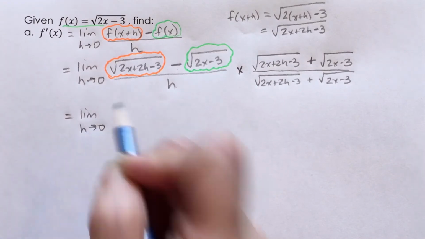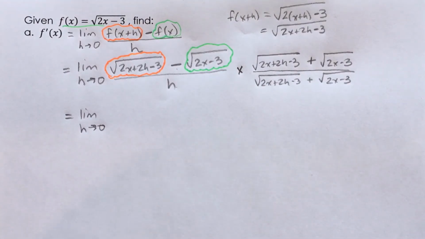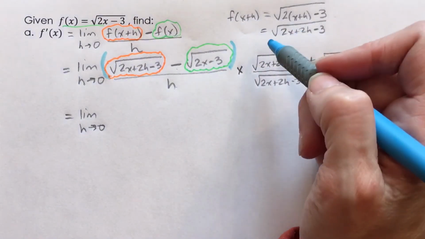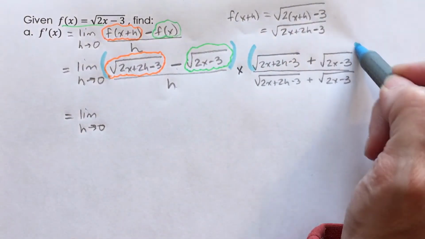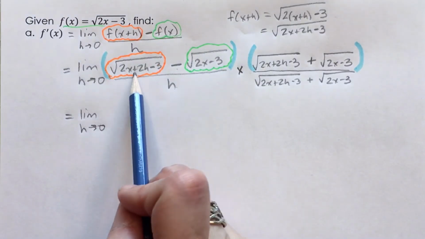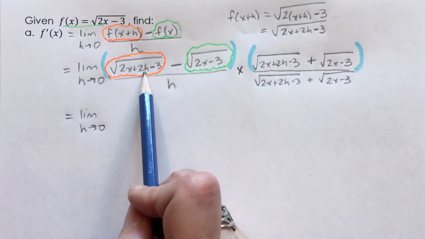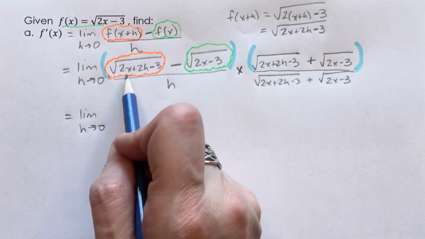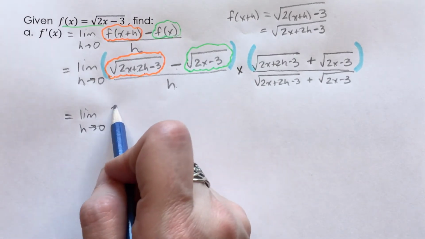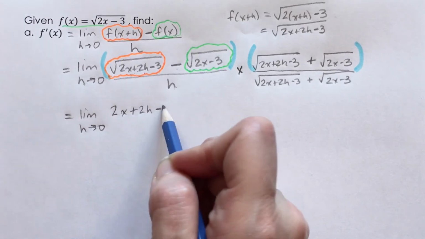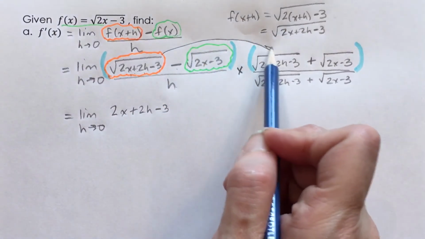And then we're going to do this FOIL. So we're going to multiply this whole numerator by this whole numerator using FOIL. So first times first. These are exactly the same. So it's going to be the square root of this squared. So it's going to free 2x plus 2h minus 3 from the square root, because squaring undoes that square root. So that's the firsts multiplied together.